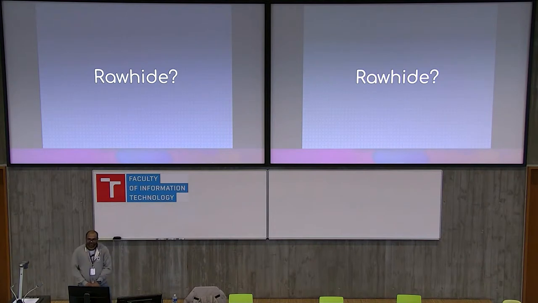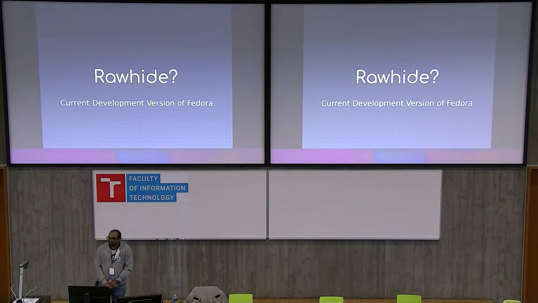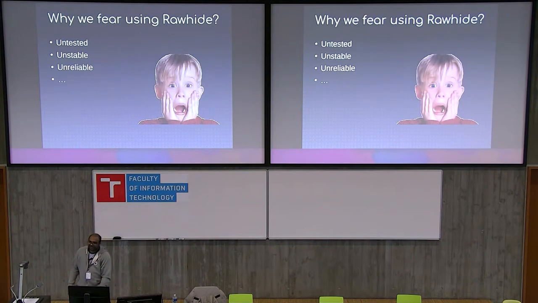What is Rawhide? It's basically the current development version of Fedora. Everything you build just lands in Rawhide right away. Well, it takes about a day to get into the repos. But there is no testing involved. You just build it, and it's there. So that's why we fear Rawhide. Untested, unstable, unreliable, all the other adjectives that go with it.